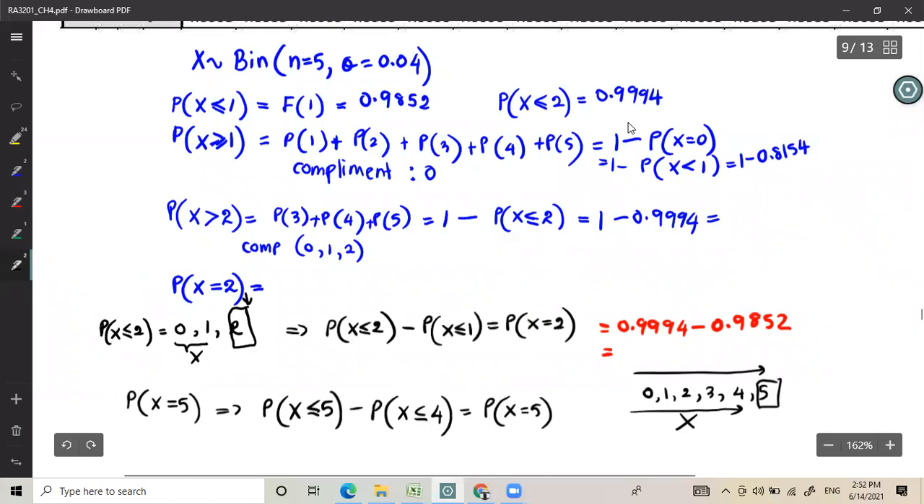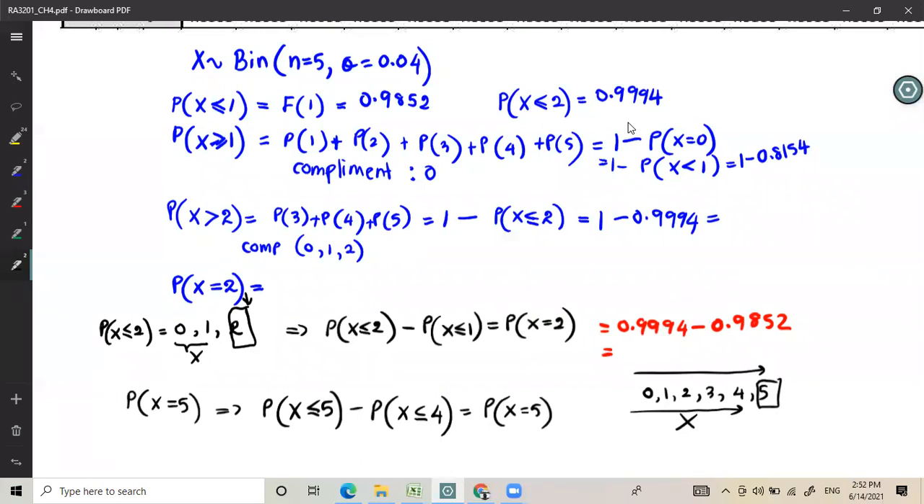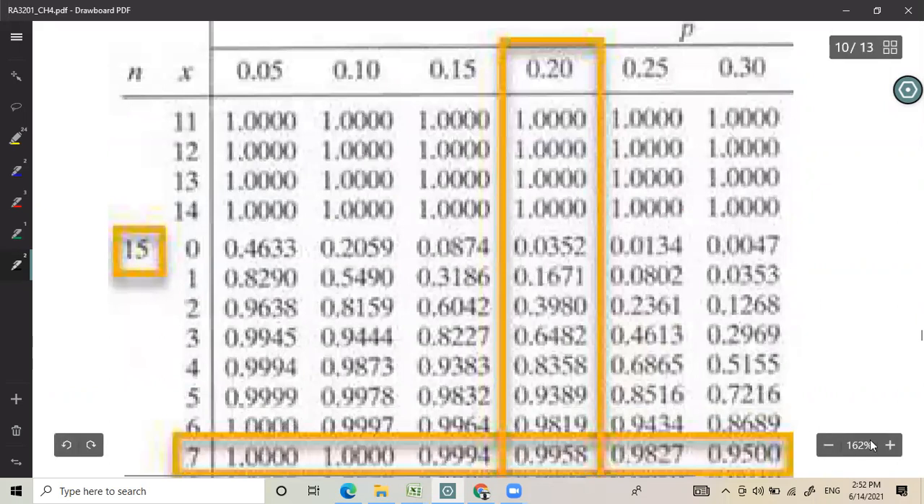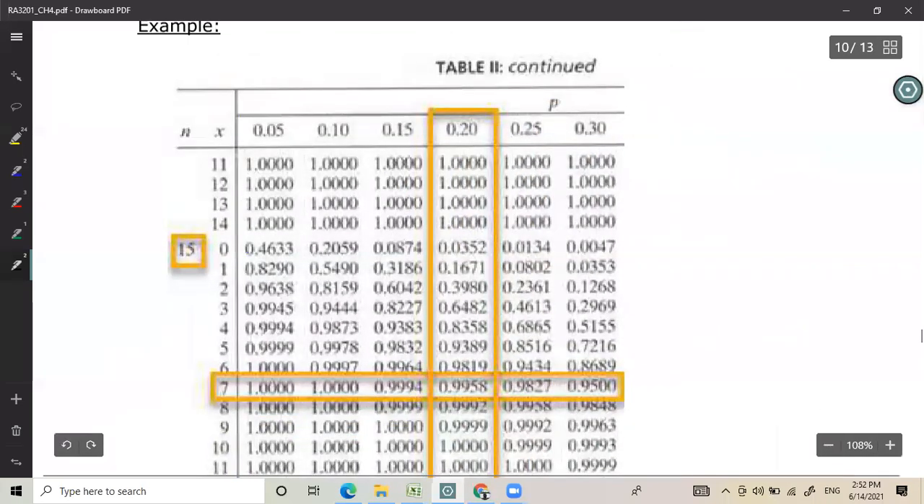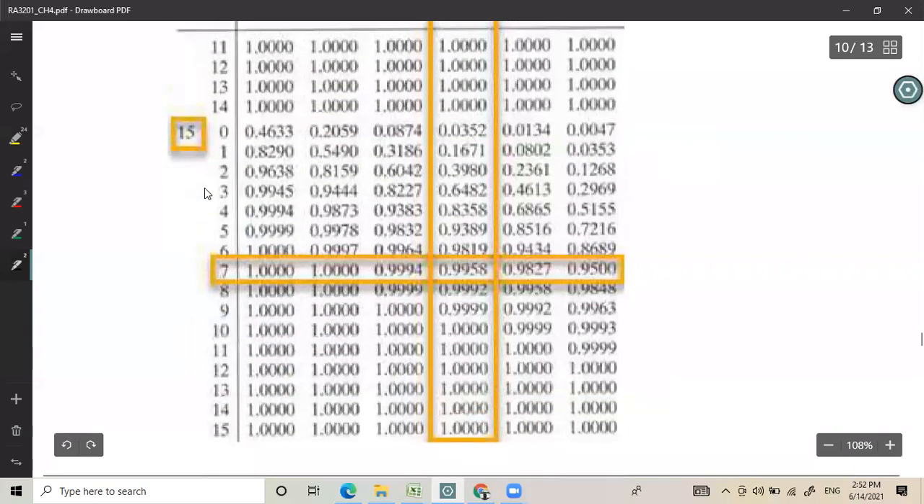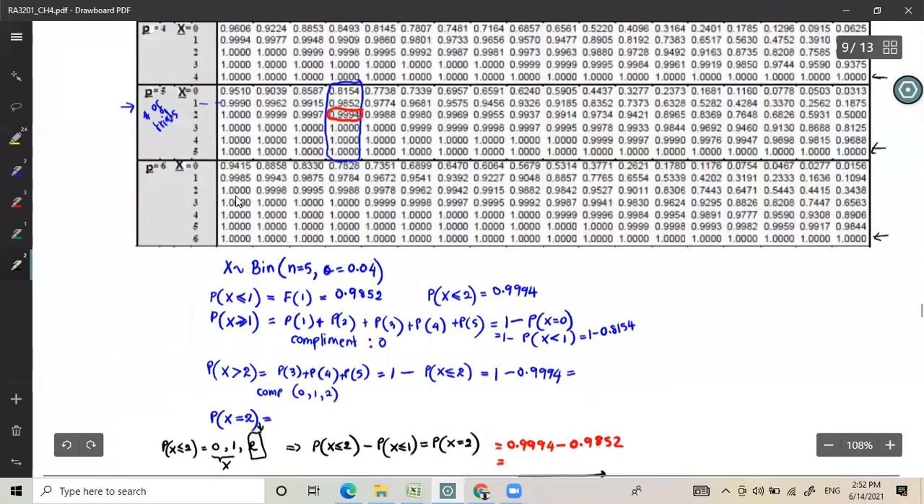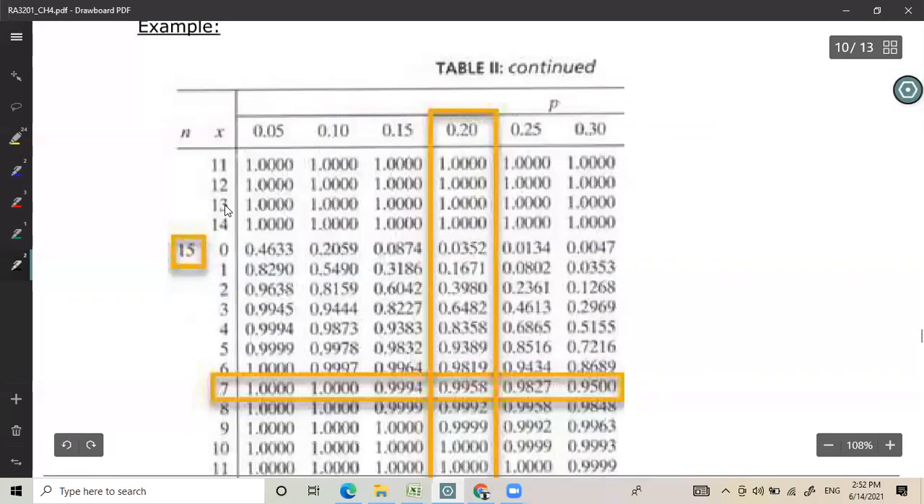Any place unclear? We'll do another example. Okay, so here's another example. This is another part of the table, okay? So in this table, you see probabilities of success starting from 0.05, 0.1, 0.15, and so on. And in this one, the number of trials is 15. So this part of the table is for the binomial distribution with number of trials 15 and the probability of success 0.2.